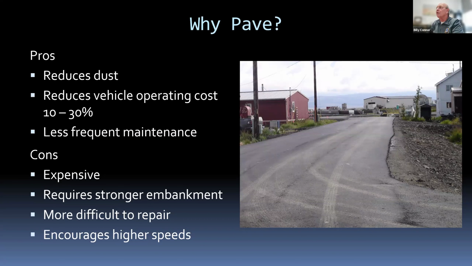Why should we consider paving? Well, of course, our discussion here really centers around reducing dust, and paving does a nice job of that most of the time. It also reduces operating costs by 10 to 30% over gravel, and it takes less frequent maintenance, but the maintenance that you do have to do is often more expensive. It is expensive. A unit of cleat, which we see here, 10 years ago, cost $3 million a mile.